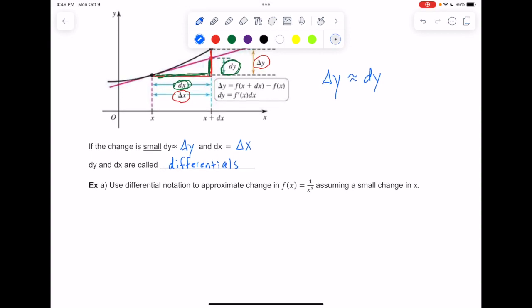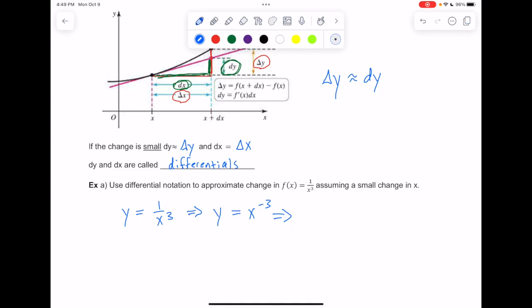Use the differential notation to approximate the change in f of x equals 1 over x cubed, assuming a small change in x. All right, I'm going to change that over to y notation just because that'll match what's up above and be easier for us to translate. So let's rewrite this first of all as y equals 1 over x cubed. All right, so let's find the derivative. First of all, let's simplify it. If y equals 1 over x cubed, then y equals x to the negative 3.